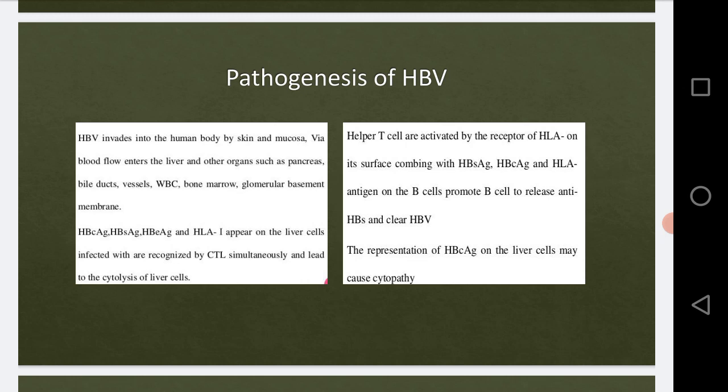Now these infected cells are recognized by the CTL. What is CTL? Cytotoxic T lymphocyte. Now these are our immune mechanism, our defense mechanism, immune cells.